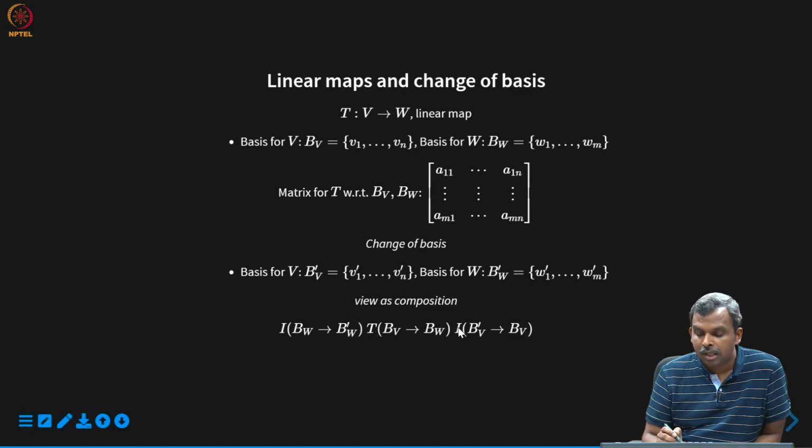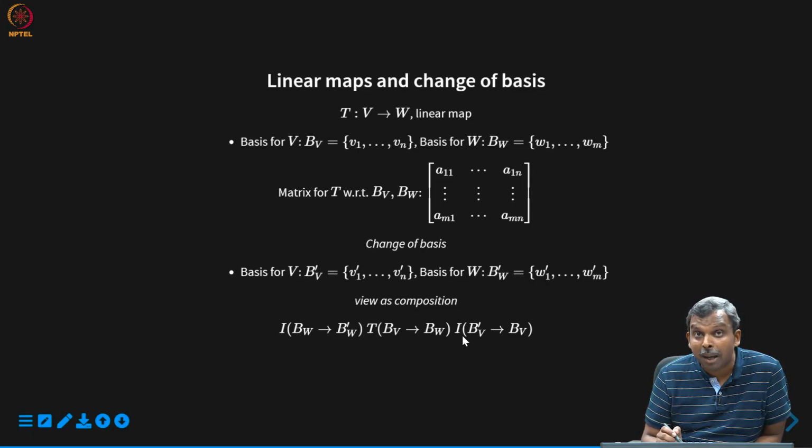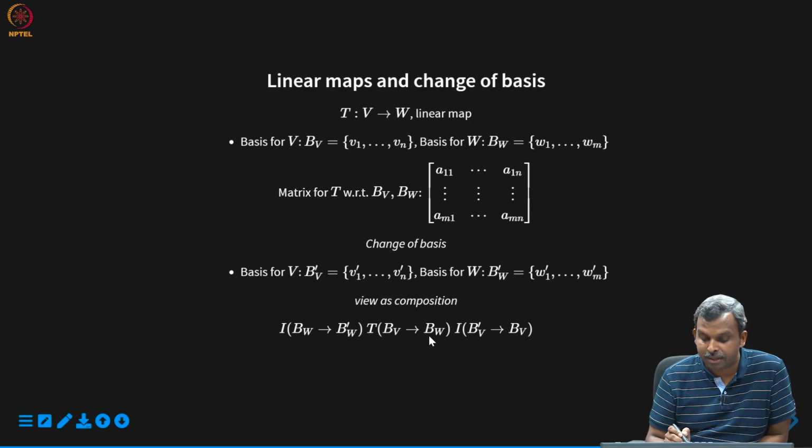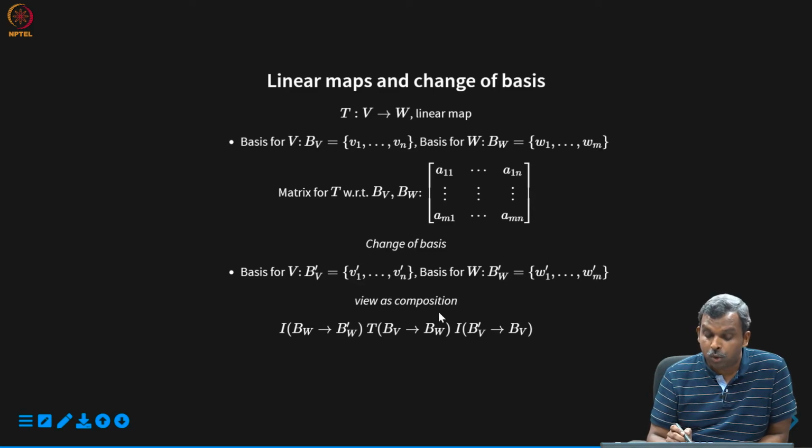So my input coming into my T is not from the basis BV, but from the basis B prime V. So what do I do? I first hit it with the identity map with input basis B prime V and output basis BV. I know how to do this. Basically, I do a change of coordinates from B prime V to BV and then use the same T and the same matrix for T which I know from BV to BW. Okay, I use that matrix, I go from BV to BW. But I don't want the output in BW, I want it in B prime W.